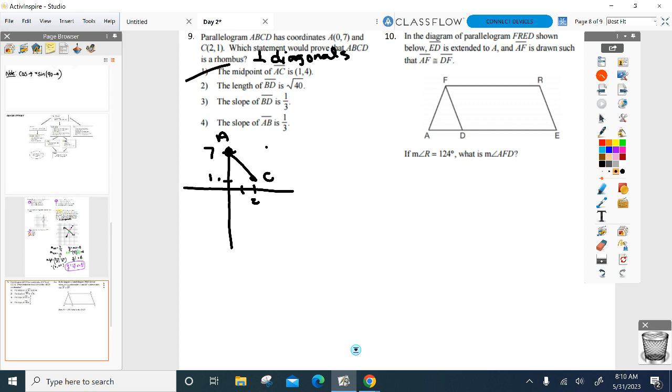What about the length of BD is radical 40? If the diagonals were congruent, would it make it into a rhombus? No, it would make it into a rectangle. Gone. All right, what about slopes right now?